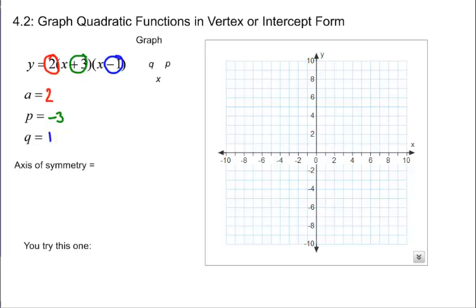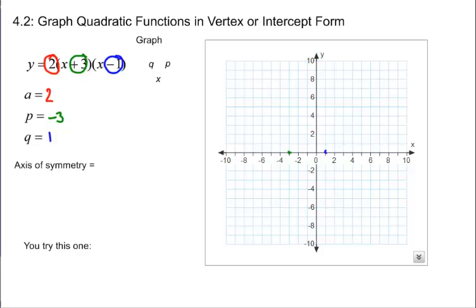Anytime you're in parentheses with the quadratic, you will take the opposite of those signs. So I can plot those points right now. We'll go red for 2, we'll go green for my p of negative 3, we'll go blue for my q of 1.